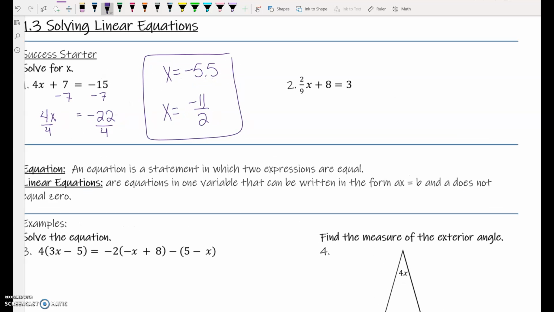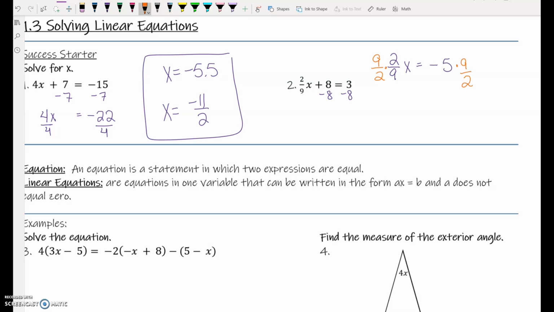Number 2, we would start by subtracting 8 on both sides. So we would have 2/9 x equals negative 5. There are 2 ways to do this. One way is to divide both sides by 2/9. And if you are very comfortable with your calculator, that might be the best way for you to do this. The other way is to remember that to get rid of a fraction in front of an x, you can multiply both sides by the reciprocal.